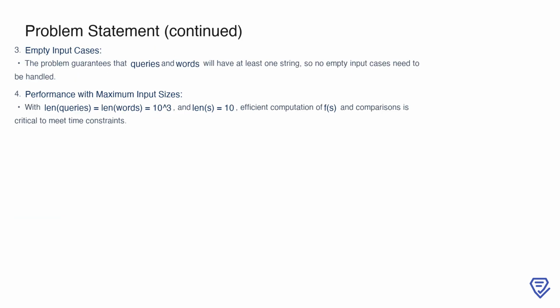There are some additional notes to consider. First, queries and words will always contain at least one string, so there are no edge cases involving empty input arrays. Second, when dealing with single character strings, the comparison is straightforward since fs is simply the frequency of that single character. Third, for strings where all characters are the same, the smallest character frequency is equal to the total length of the string. Lastly, with the maximum input sizes of 1000 strings of length 10 for both queries and words, it's crucial to compute fs and perform comparisons efficiently to meet the performance requirements of the problem.